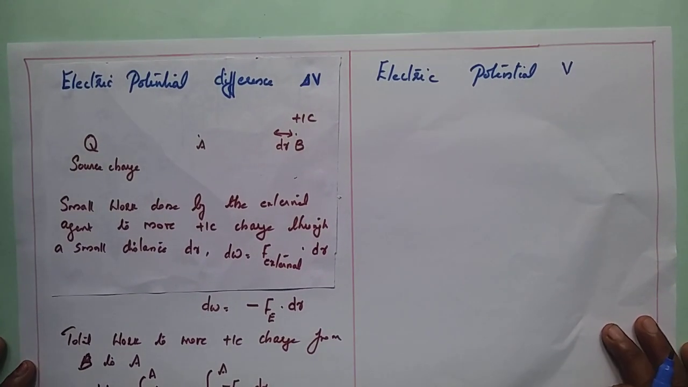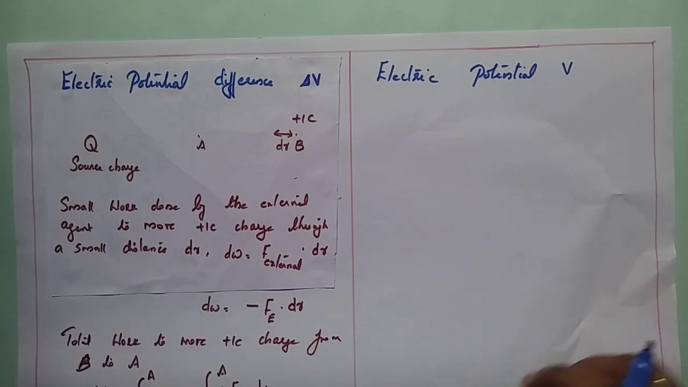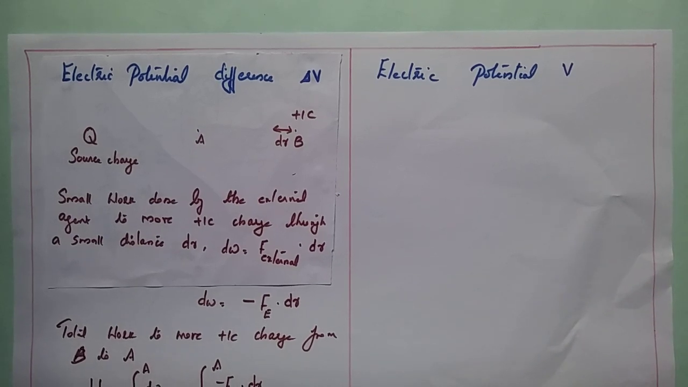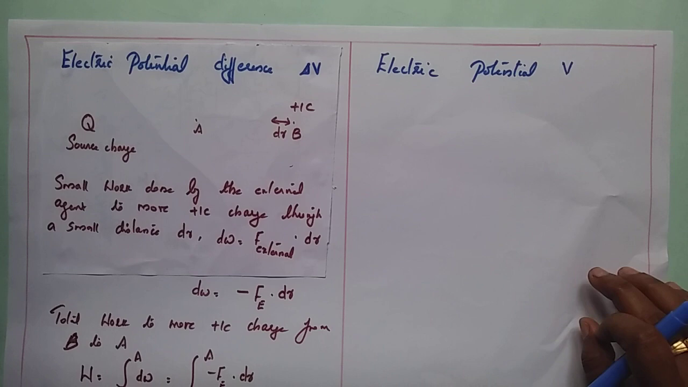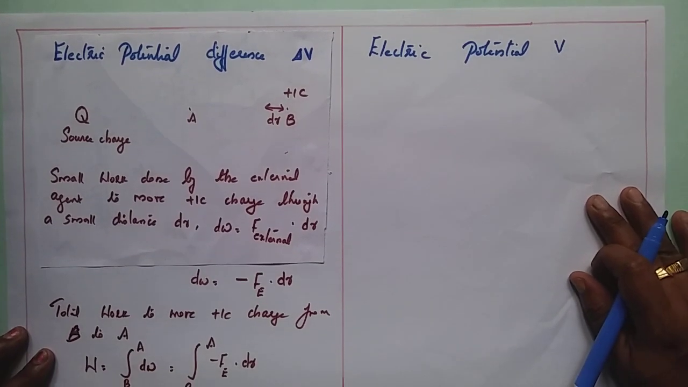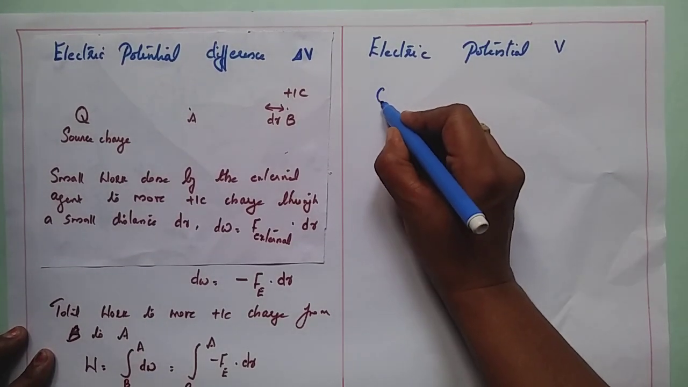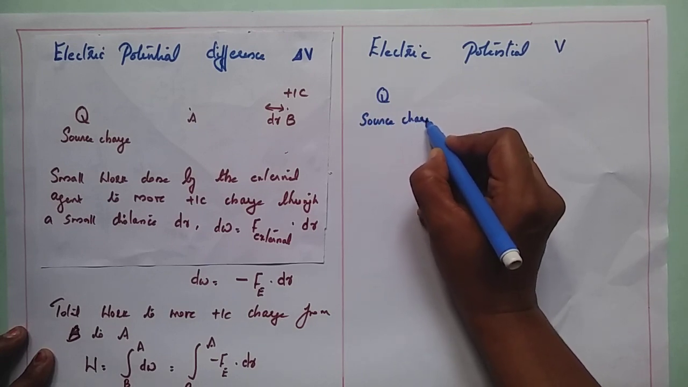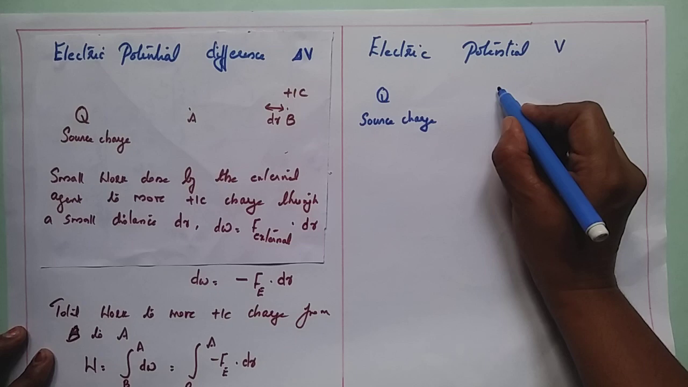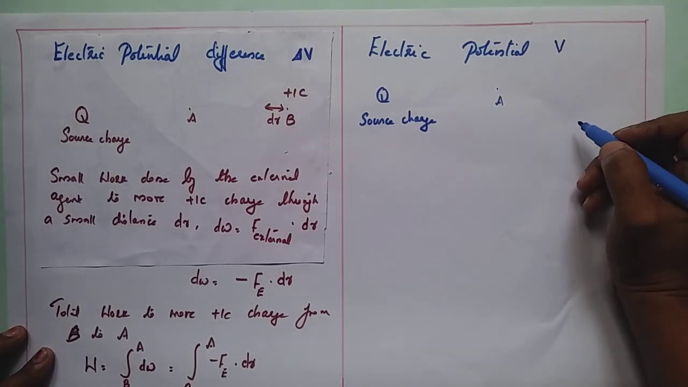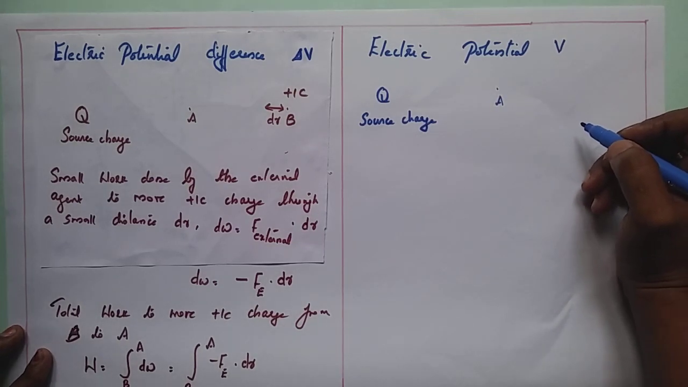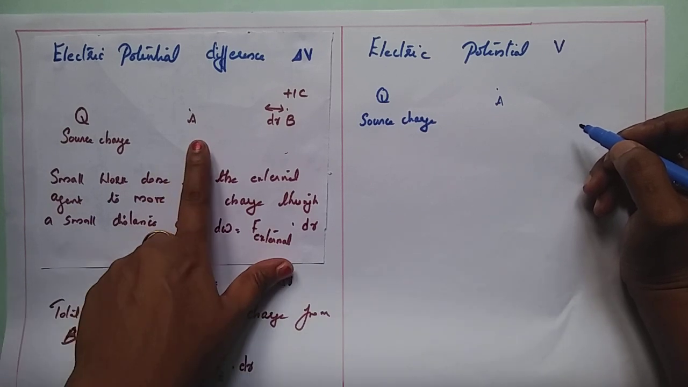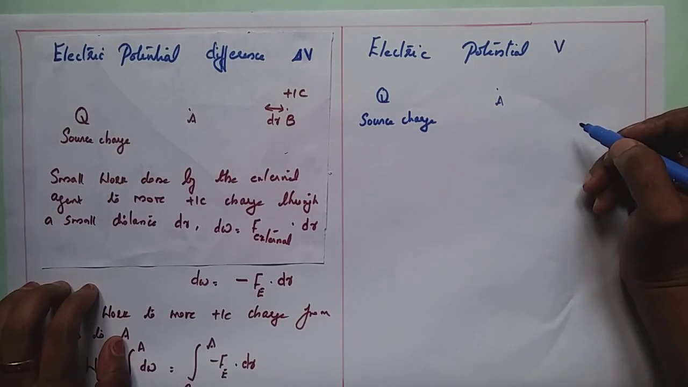Then next term is electric potential. If you know electric potential difference, it is easy to define electric potential. Electric potential is represented by the letter V. Here again we can consider the source charge Q, and the point A here, and the point B is at infinity. It is a far away distance. In the first case we have considered A and B in the vicinity of the electric field. In the second case, B is at infinity.